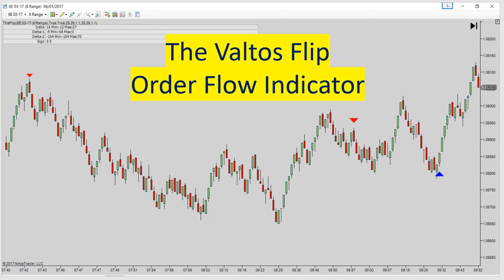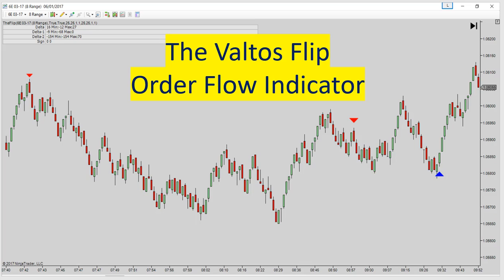Okay, hello everyone, it's Michael Valtos here, and this is the second video on the indicators that I'm doing. This one is on the Valtos Flip order flow indicator, and again, I'm creating this video to go more in depth and give you more in-depth knowledge of how to use the indicator and how to get the maximum benefit out of it.